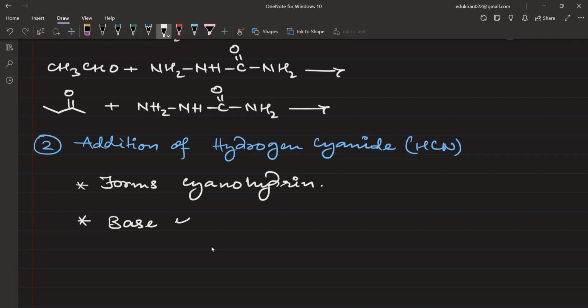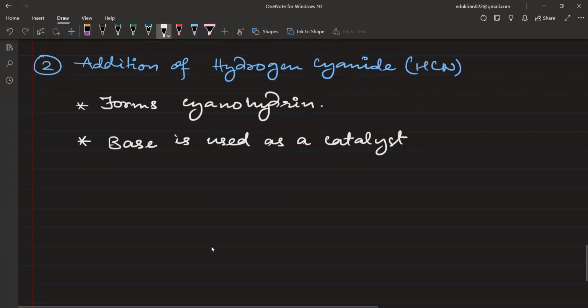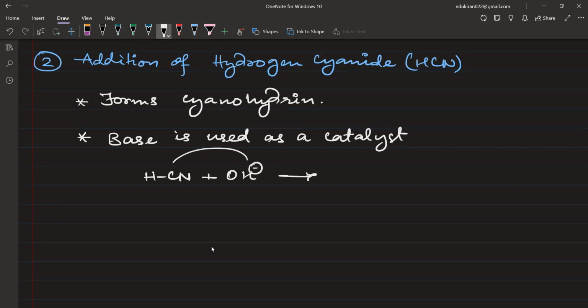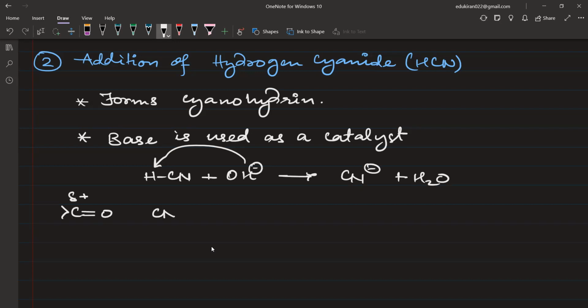Base is used as a catalyst. So first of all, we have HCN. Now from the base, we'll have OH negative. This OH negative will attack the hydrogen here, and it will give you CN negative plus H2O. Then the carbonyl carbon, C double bond O, has delta positive. Then you have CN negative, and this carbon atom attacks the carbon here.